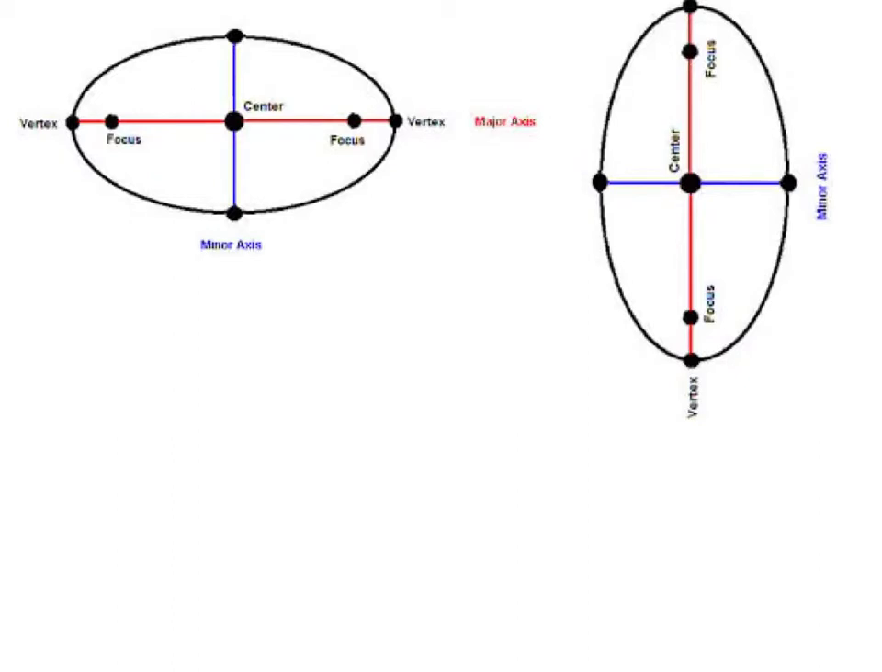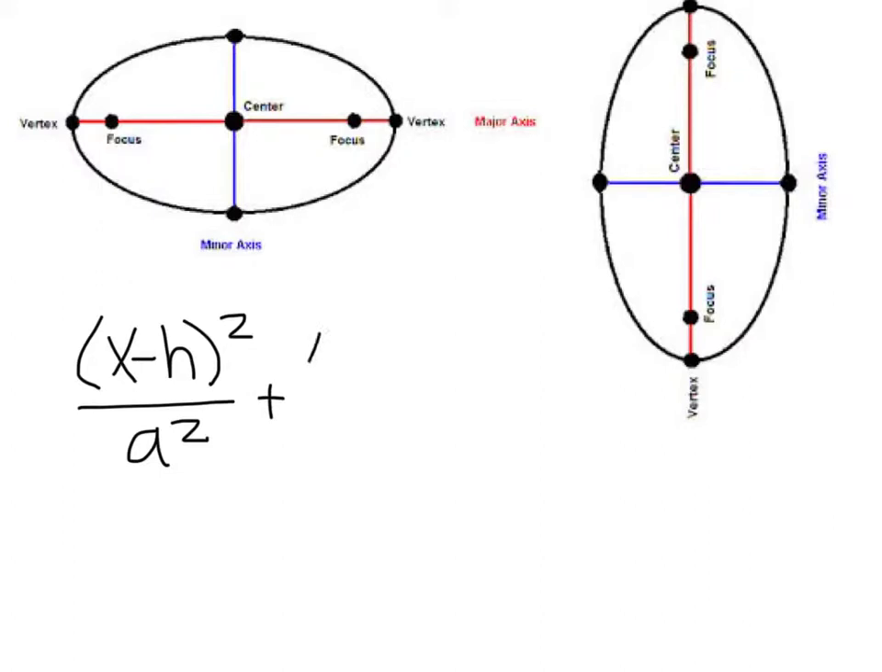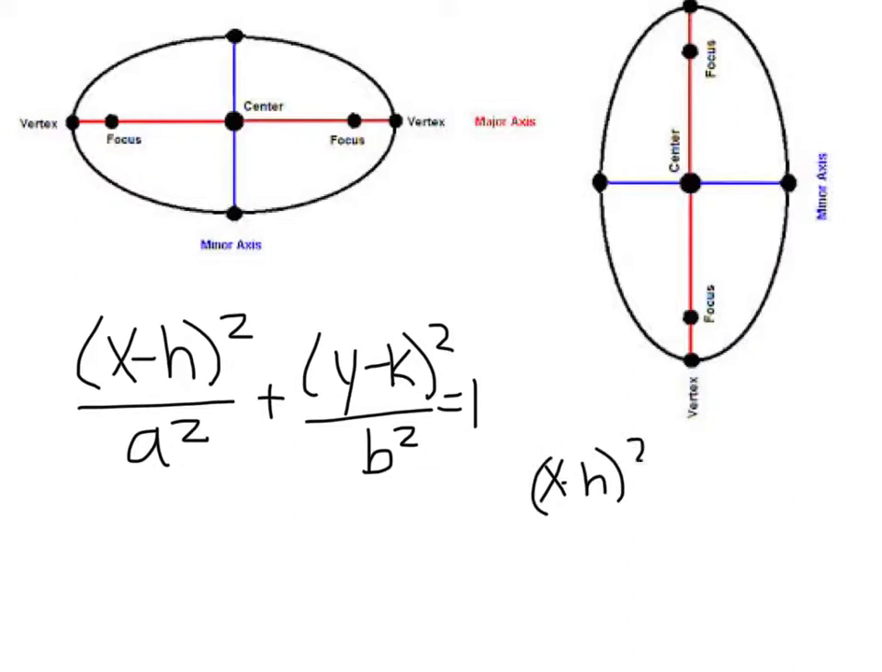Okay, so when you have your ellipse, the equations for the ellipses, the horizontal equation is always going to be (x minus h) all squared over a squared plus (y minus k) all squared over b squared equals 1. It always equals 1. And then for a vertical, it's (x minus h) all squared over b squared plus (y minus k) all squared over a squared equals 1.